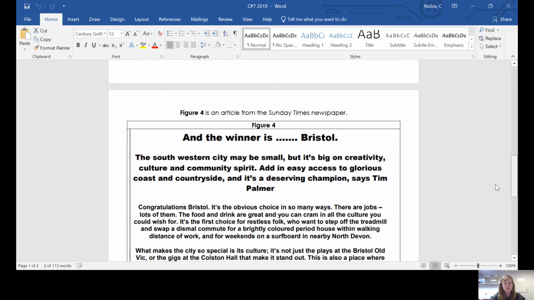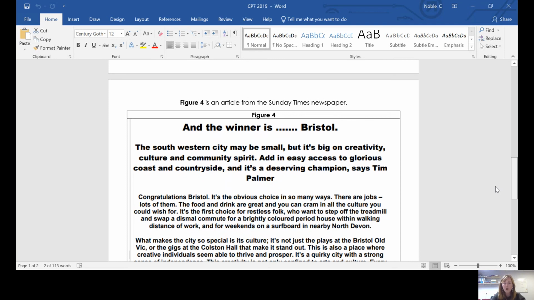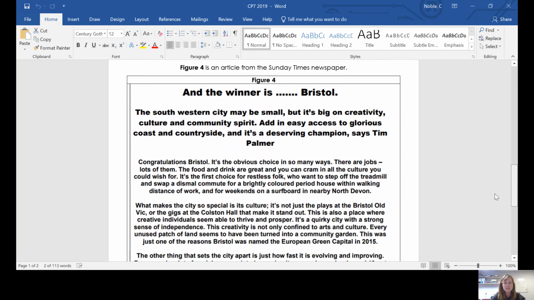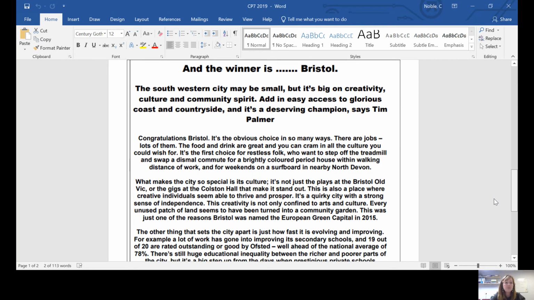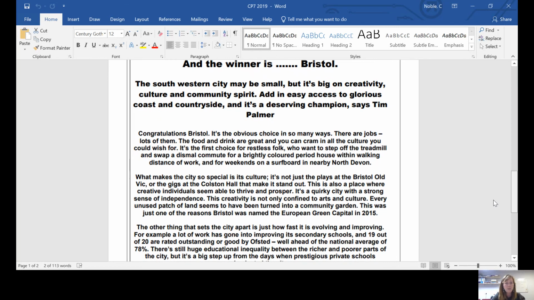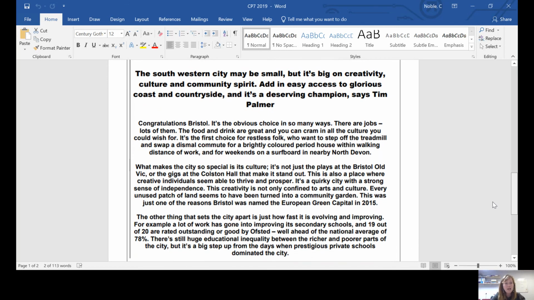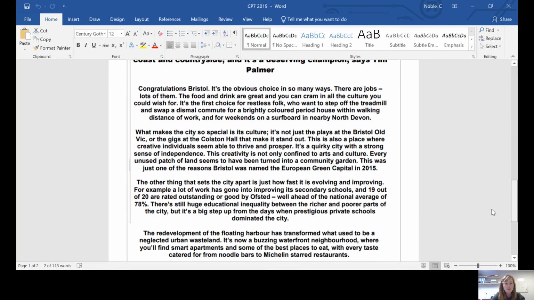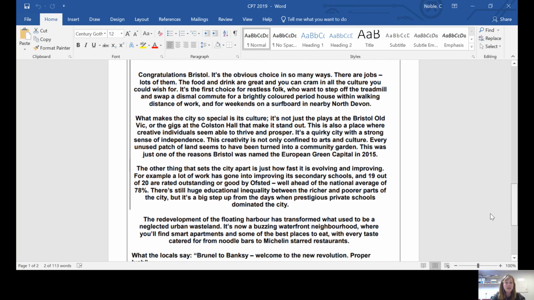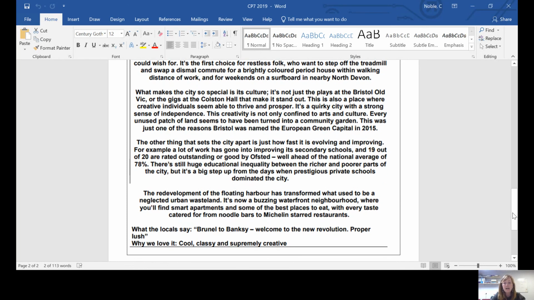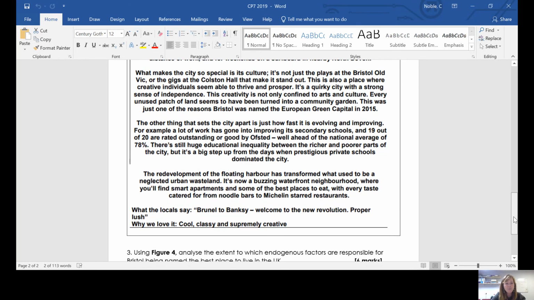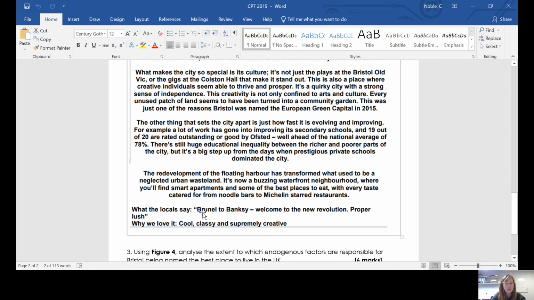The last question is based around figure 4, which is an article about Bristol written in the Sunday Times. It's a really positive article. It's congratulating Bristol on the fact that it's a really diverse, prestigious and culturally exciting city. At the end, it says what the locals say, Brunel to Banksy, welcome to the new revolution, and why we love it, it's cool, classy and supremely creative.